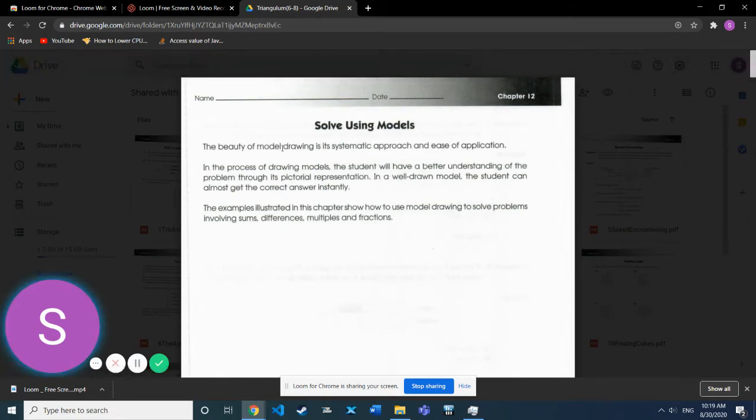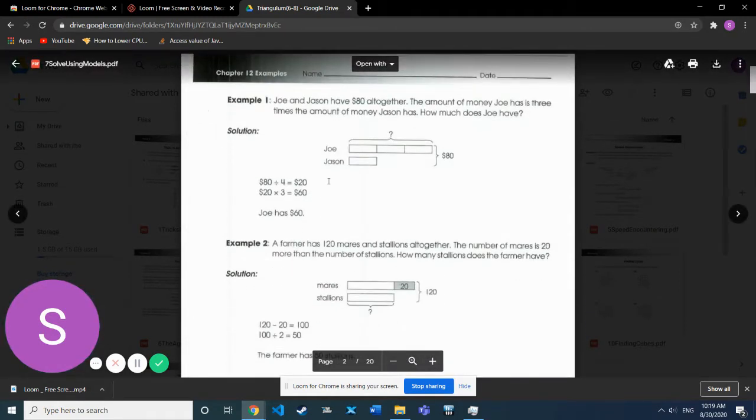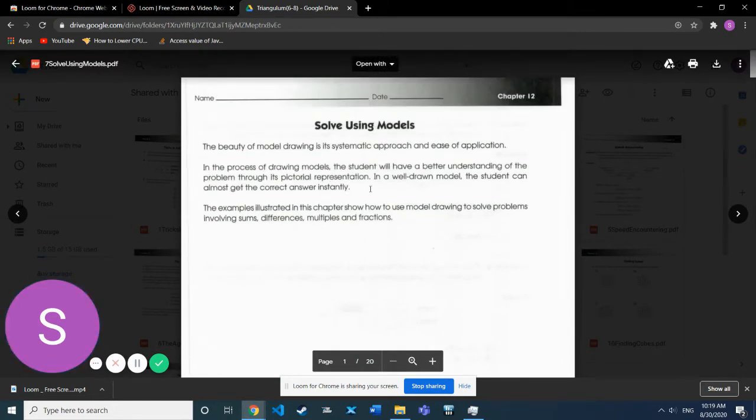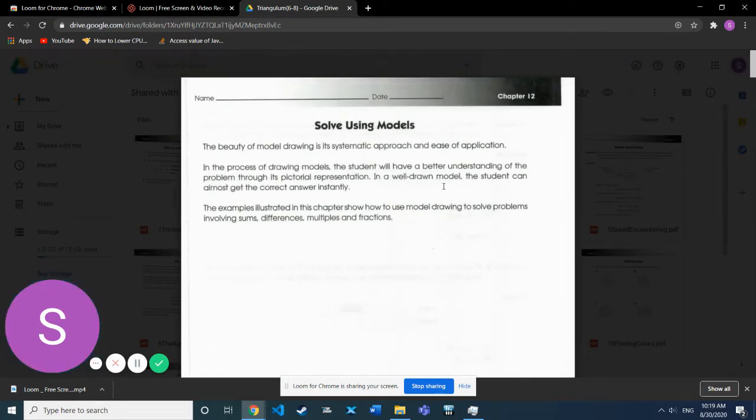When I say solving by models, I really just mean making visual cues like this to help us solve it. And if you draw a model well, you can almost get to the answer instantly. So it's going to greatly help you. In this chapter, we're going to go over how to use model drawing to solve problems that involve sums, differences, multiples, and fractions. So basically the four operations.